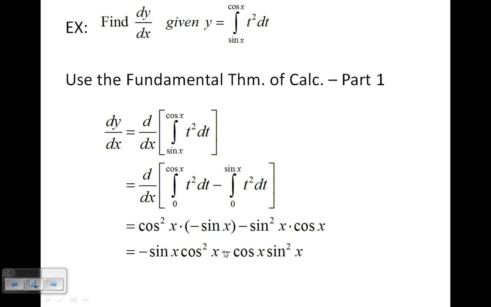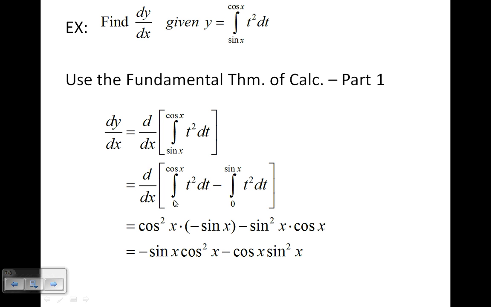Okay. Getting more complicated now. I don't have a constant on the bottom. I've got something with a variable on the bottom, something with a variable on top. So I'm going to have to split this up into the difference. So again, if we go from 0 to the cosine minus 0 to the sine, that should be the same thing as the area between sine x and cosine x. And then I'm going to take the derivative of each of these integrals separately.